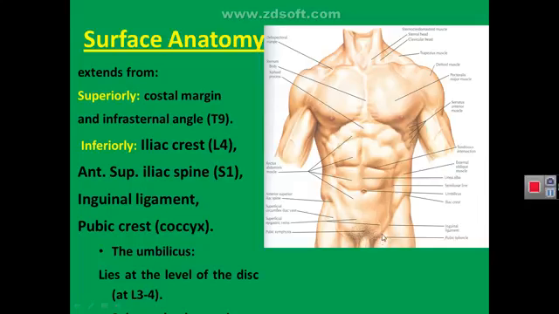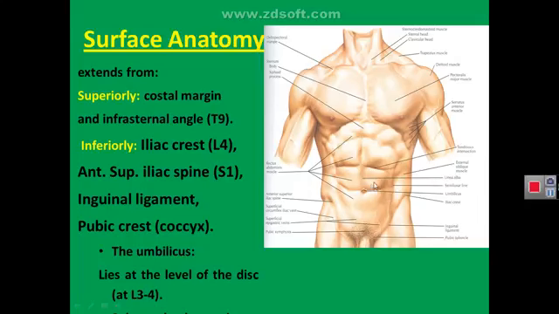Then the inguinal ligament limits the anterior abdominal wall inferiorly, and then the pubic crest, which is the upper border of the body of pubis. You know, the inguinal ligament extends from the anterior superior iliac spine to the pubic tubercle, and more medial to the pubic tubercle, the inferior boundary of the anterior abdominal wall is the pubic crest. So these are the superior and inferior boundaries of the anterior abdominal wall on surface anatomy.